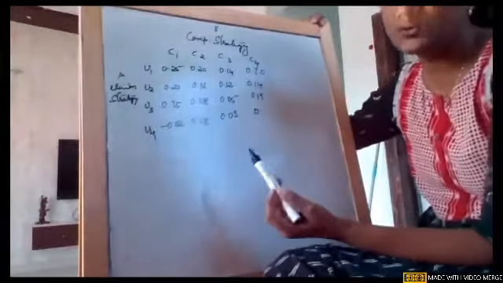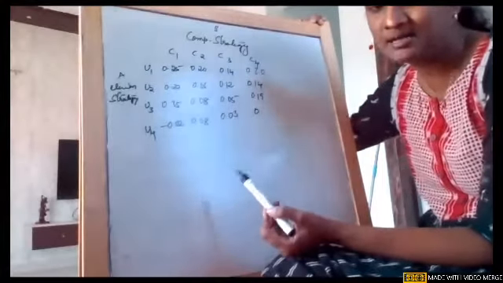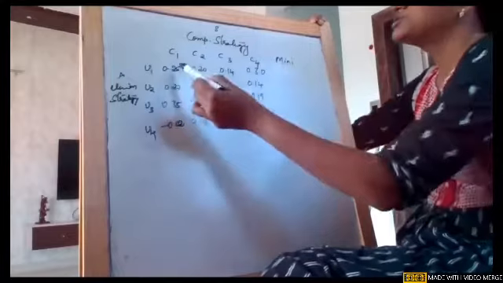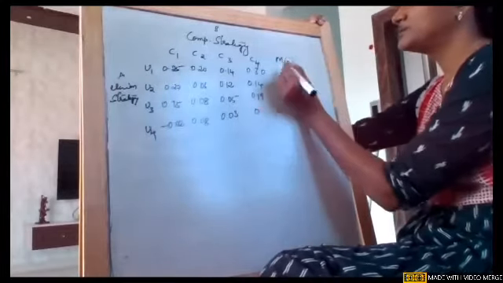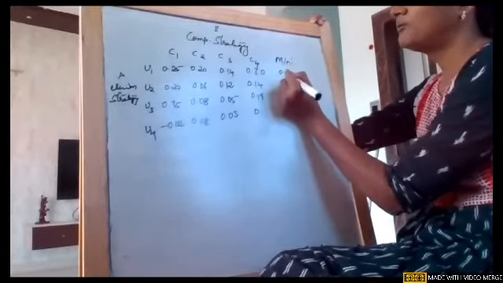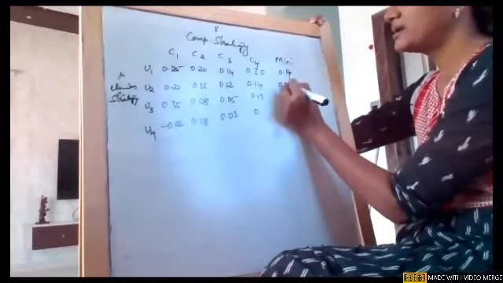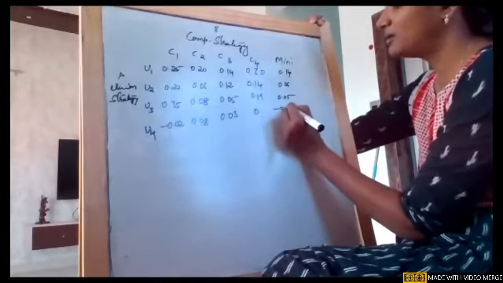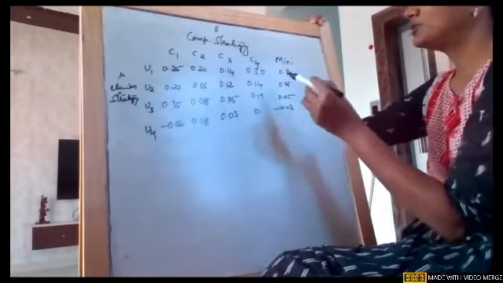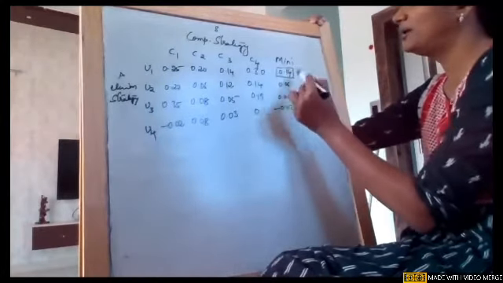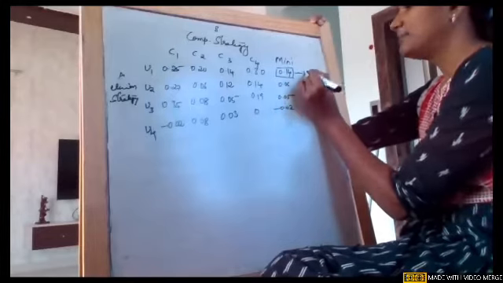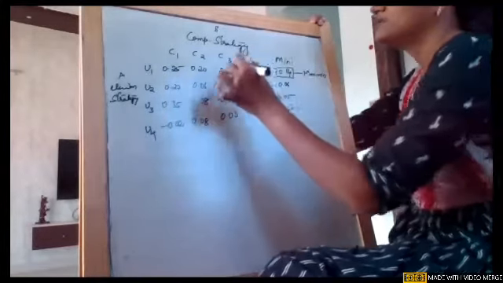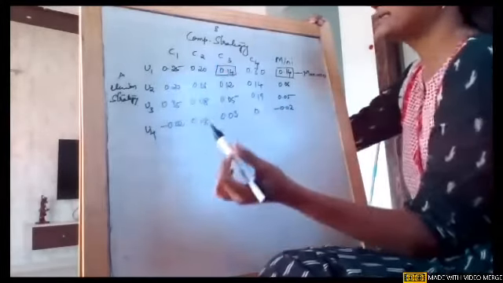First we need to check using the saddle point whether we are getting a saddle point or not. So first pick the minimum values row-wise. When I pick the minimum value row-wise, it is 0.14 in the first row, 0.06 in the second row, 0.05 in the third row, and minus 0.02 in the fourth row. Out of them the maximum value is 0.14.